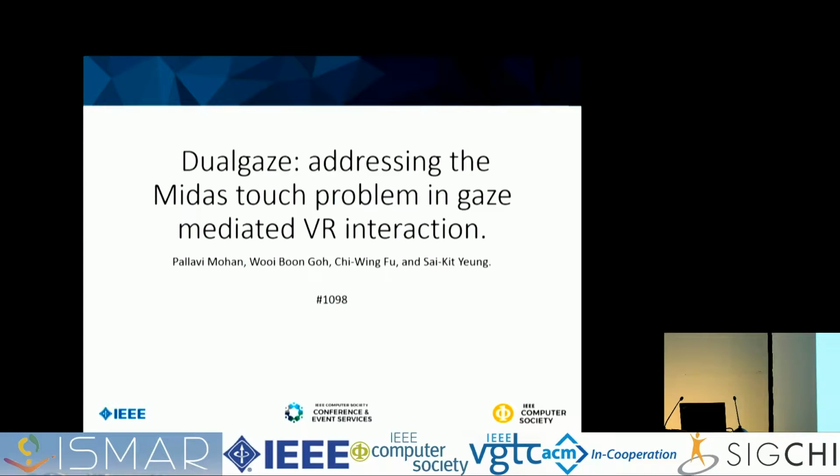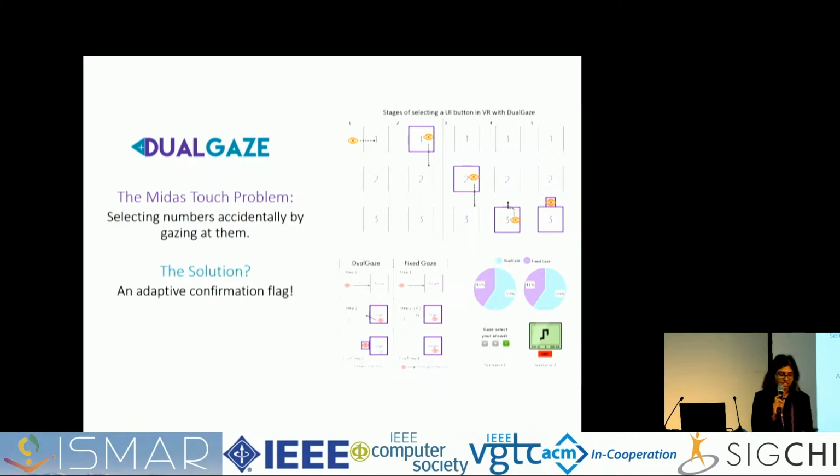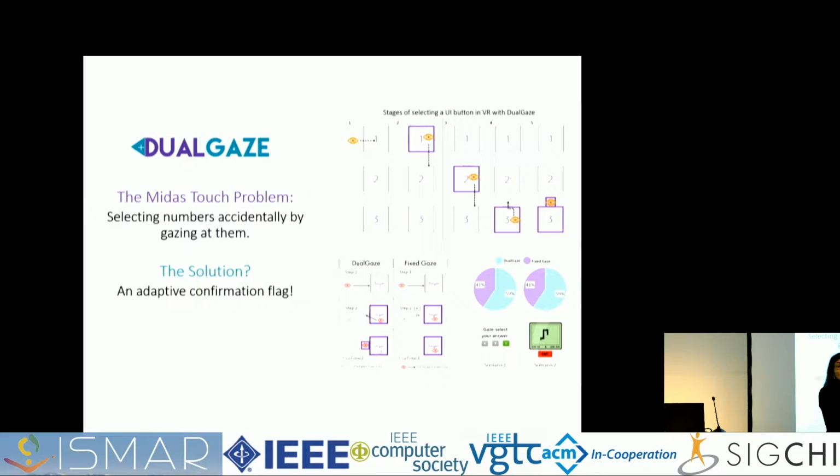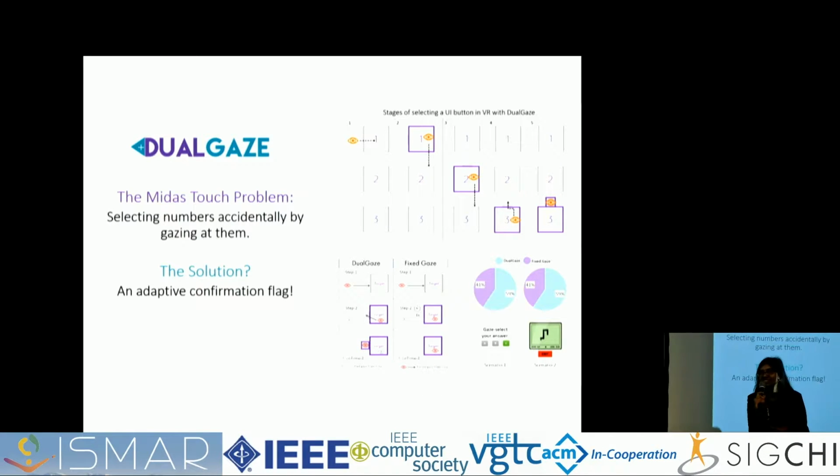Hello, I'm Pallavi from NTU Singapore. Question: how do you click an object in VR using just your eye gaze? More importantly, how does the system know that you are looking at an object that you want to select, as opposed to just looking at it?